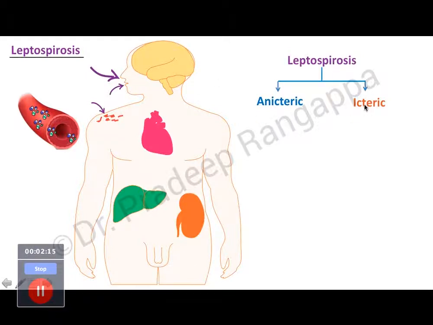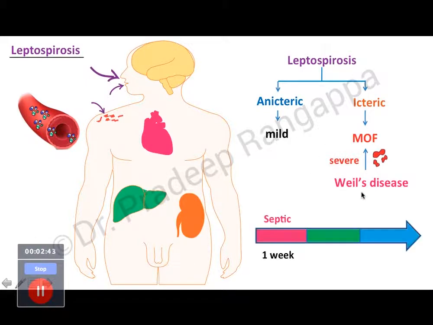You have an icteric leptospira and anicteric. Anicteric is a benign form, so it is self-limiting. It is a benign sort of disease, which may not be life-threatening. The icteric form is more dangerous. That can lead to multi-organ failure. And we call something Weil's disease, where there is multi-organ failure along with bleeding manifestations. If someone has multi-organ failure with a lot of bleeding manifestations, it's the severest form of leptospira, and we call it Weil's disease.